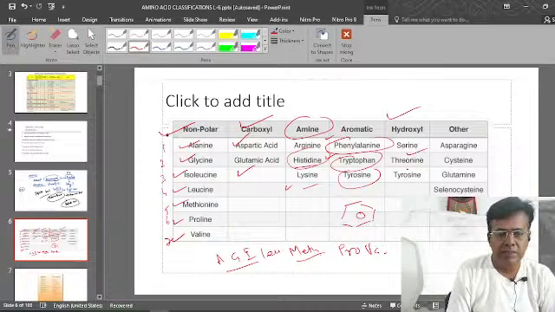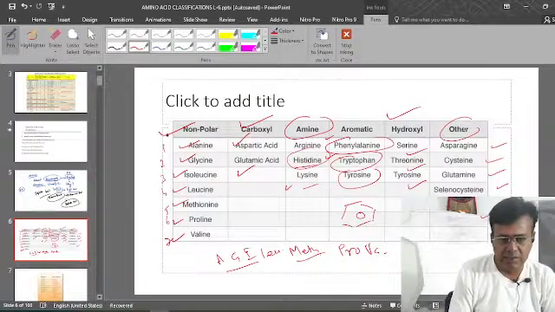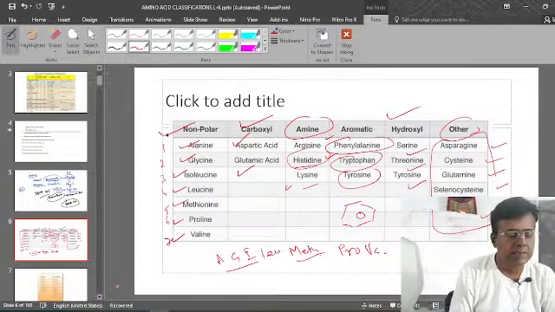So hydroxyl: serine, threonine, tyrosine you can see. Others are asparagine, cysteine, glutamine, selenocysteine and pyrrolysine. These are the special type of amino acid. We will study later about this.